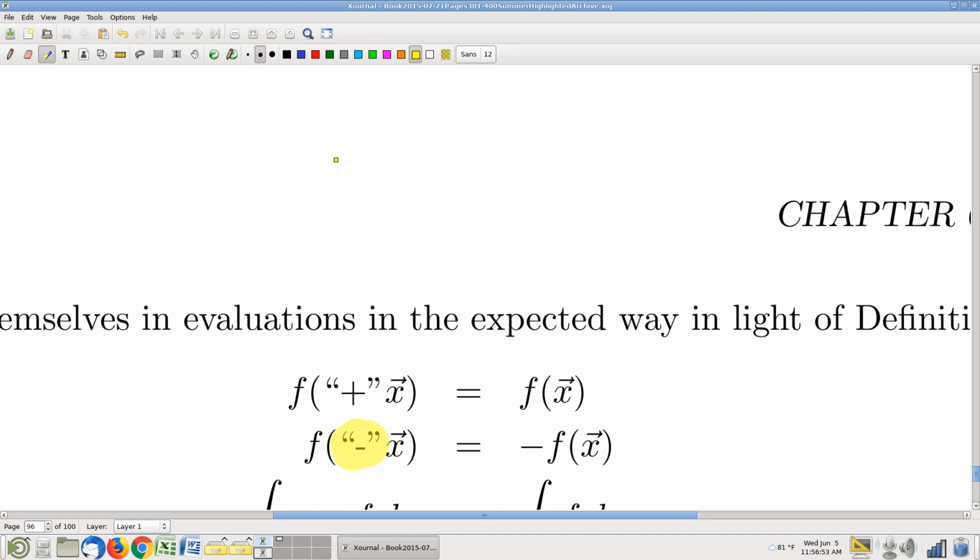So what we mean by plugging into a function a negatively oriented point is plug in the point x, and then we multiply the output value by negative 1, because that's what the negative orientation means. All right, is everybody on board? Just to emphasize, this here does not mean f of the vector negative x.